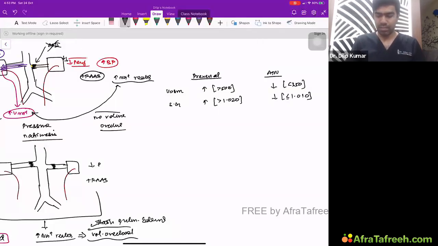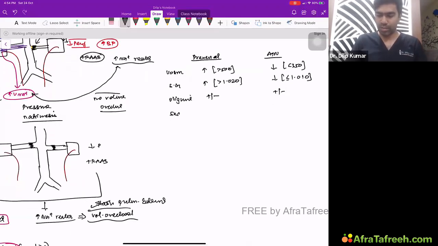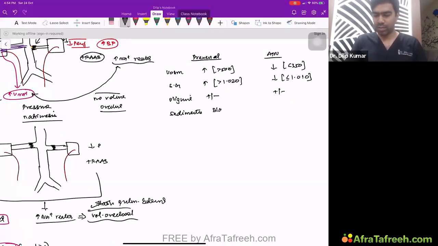At the same time, oliguria is something that will be seen in both. It's not like it will be seen only in this or that. It can be seen in both. I can write plus or minus, that will be correct. It's not a very important thing. There are a lot of conditions that produce non-oliguric AKI also. So oliguria may or may not be there, it doesn't matter. But sediments are typically bland, no sediments, here. Here the sediments will be active. You'll be seeing the classic muddy brown cast or granular cell cast.